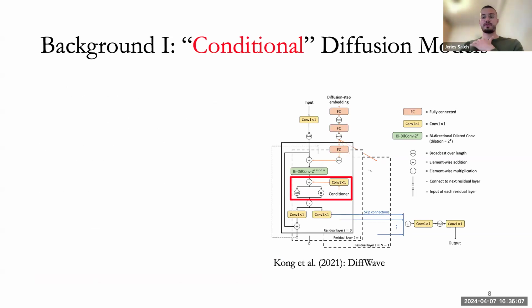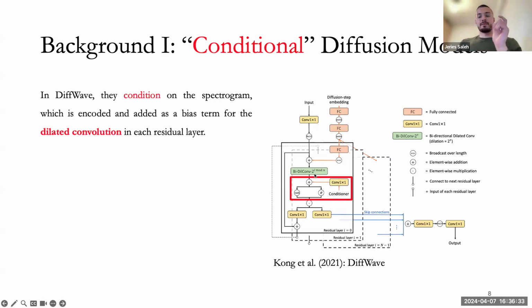DiffWave, in short, is a generative model for audio synthesis. This is an illustration of how it looks. One version of their model is conditioned on the spectrogram of the audio. The spectrogram is a helpful quantity for audio. And they encode this information using a convolutional layer, which is added as a bias term to the dilated convolution here. Now, the dilated convolution essentially increases the receptive field, thereby capturing some long-term dependencies in the data. And this trait is important in ECG as well. So the generated noise, the epsilon theta, is going to be dependent on the conditioner, the C here.